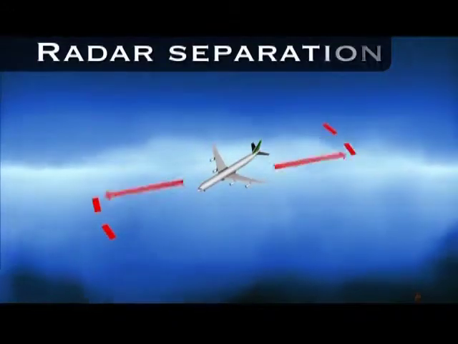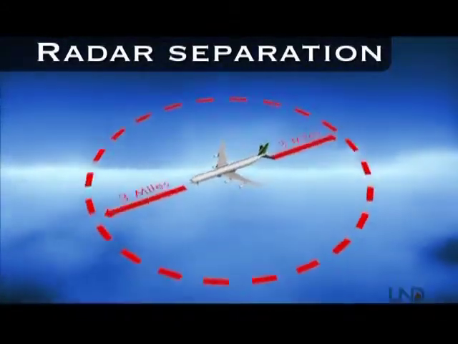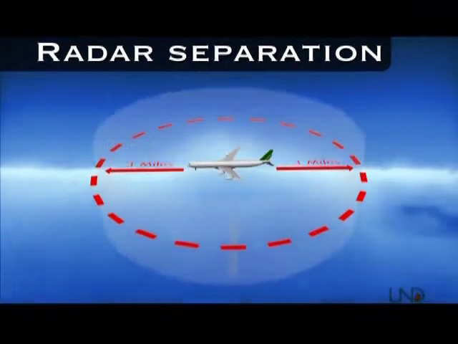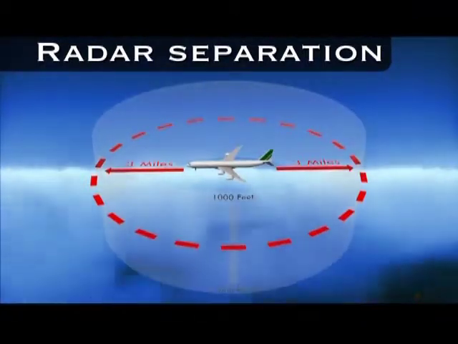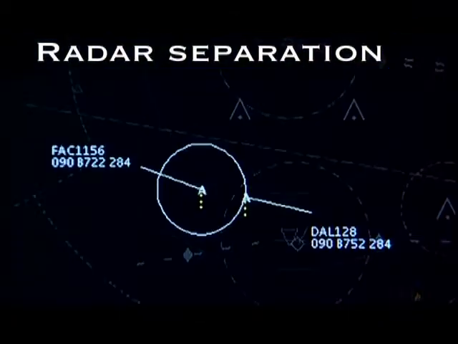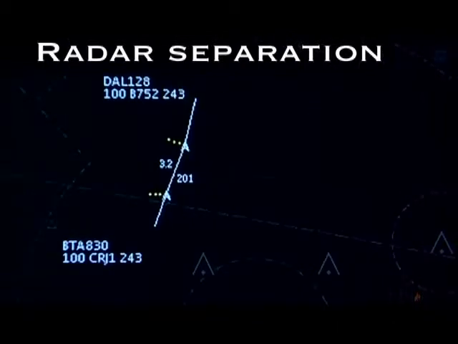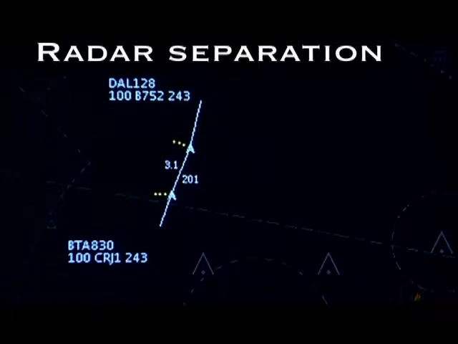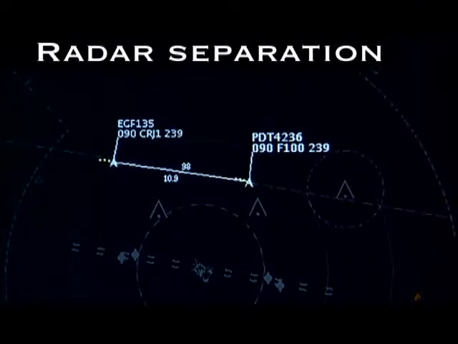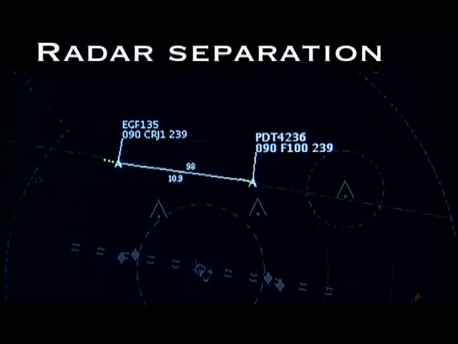Applying the radar separation minima of 3 miles means keeping aircraft at the same altitude or within 1,000 feet of each other at least 3 miles apart at all times. Factors you as the controller need to be aware of when using this method include aircraft performance characteristics, speed, and weight category. Remember that wake turbulence separation requirements override the 3-mile rule.